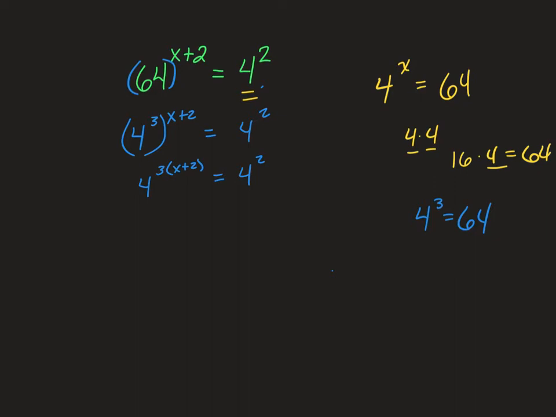Don't worry about all the stuff that's going on in the exponent just yet. You've got a common base, which is what you were wanting. So my 4's are going to cancel. This is going to leave me with 3 times x plus 2 equals 2. Distribution.